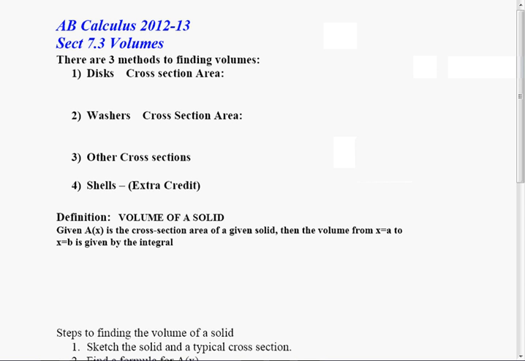We're going to do volumes today. We're going to create them by rotating curves around axes. And there are three methods that we're going to use.